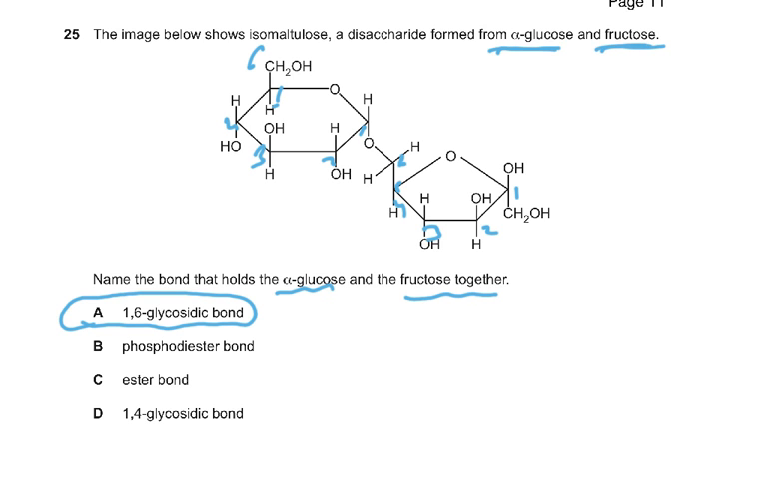It was an alpha glucose and a fructose. Phosphodiester is between nucleotides. Ester bond is in fats. 1,4-glycosidic would have been a different bond. So please revise 1,4 and 1,6-glycosidic bonds.